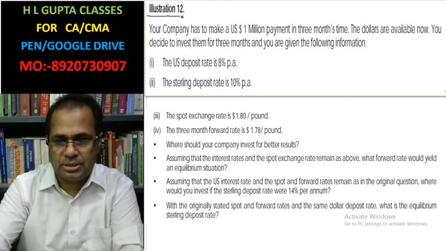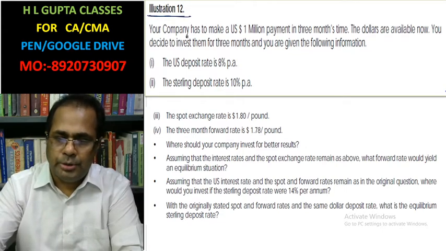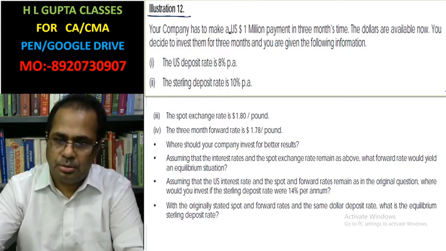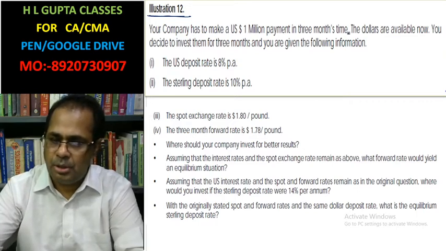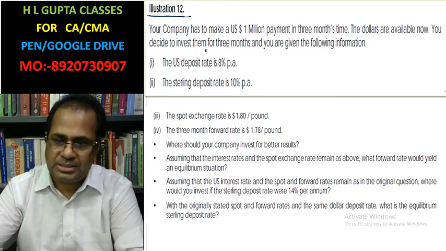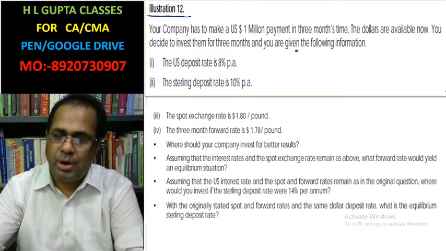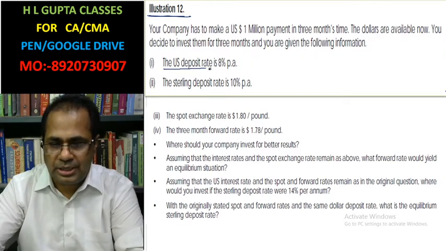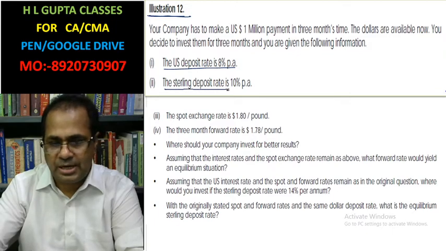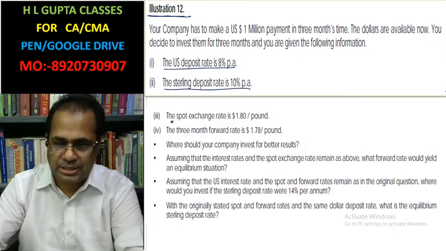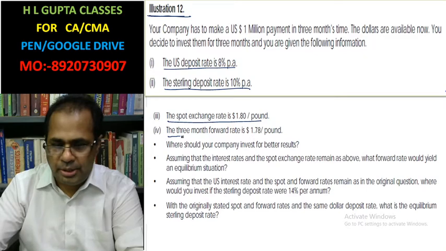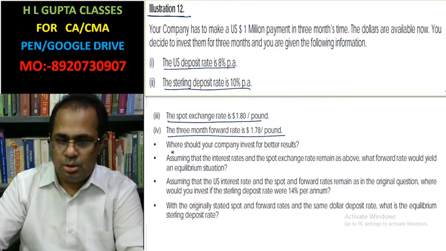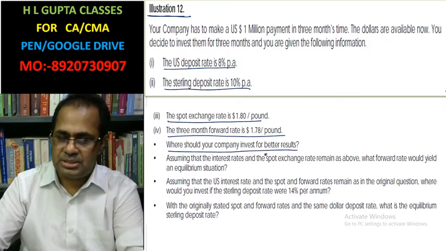Look at illustration 12. Your company has to make a USA dollar 10 million payment in 3 months time, dollar available now. You decided to invest them for the 3 months and you are given the following information: USA deposit interest rate 8%, the sterling deposit rate 10%, spot exchange rate is this, 3 months forward rate is this. Where should your company invest for better results?